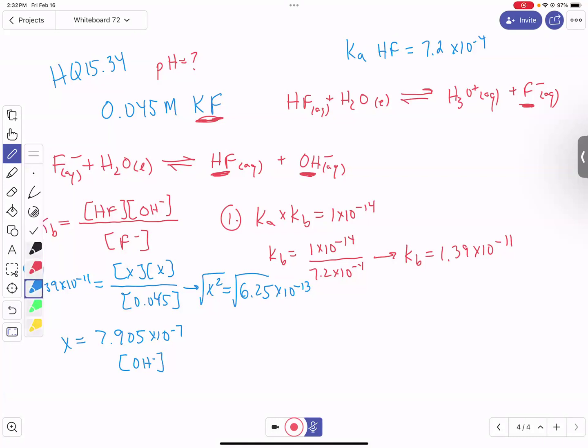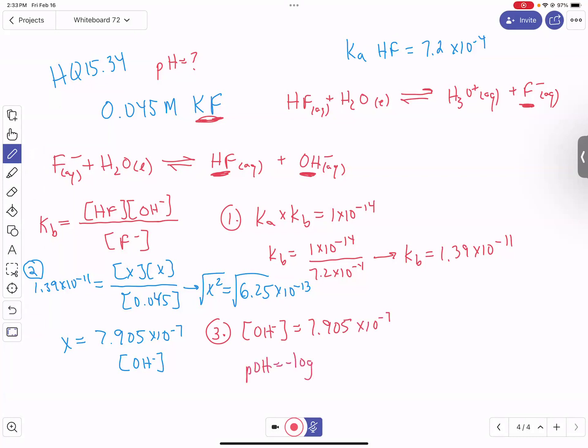So step 3, we'll go back to red. Step 3, we've got our hydroxide concentration. So I would say we can find the pOH and then we can find the pH from that. pOH equals the negative log of 7.905 times 10 to the minus 7. It's going to be pretty close to a neutral pH, right? We're pretty close to 7. Negative log. I get a pOH of 6.10.